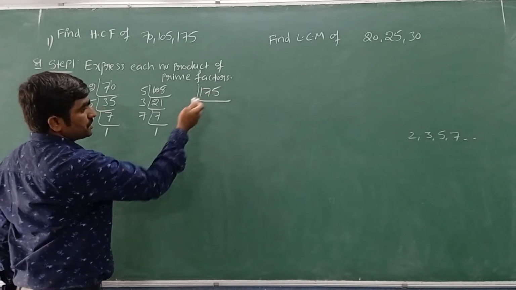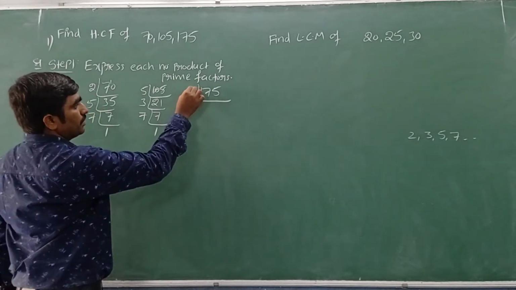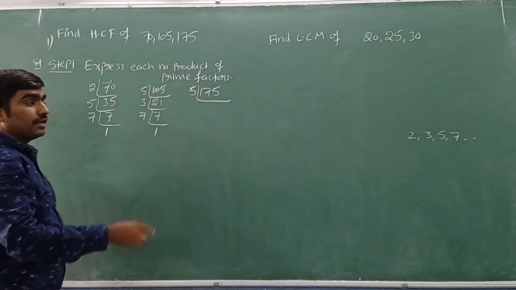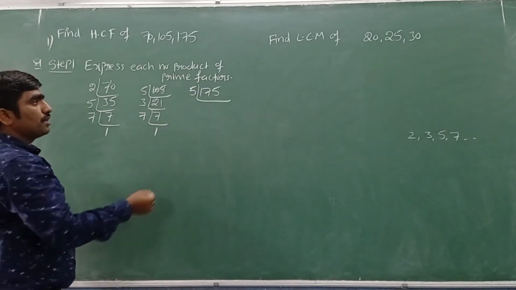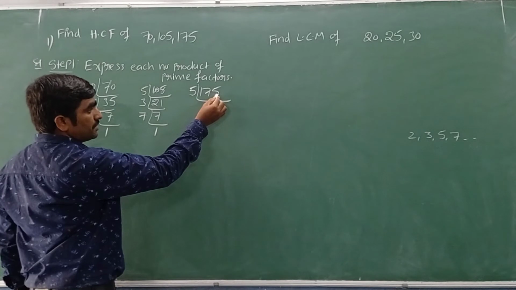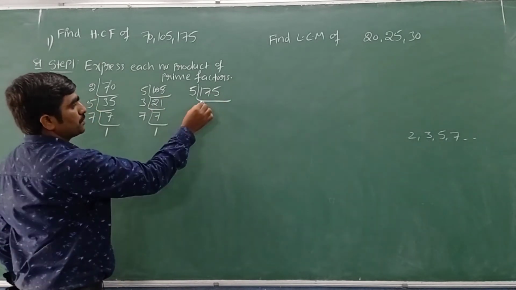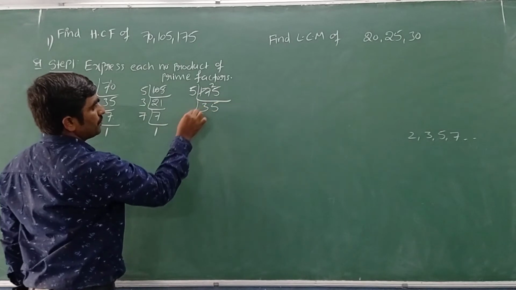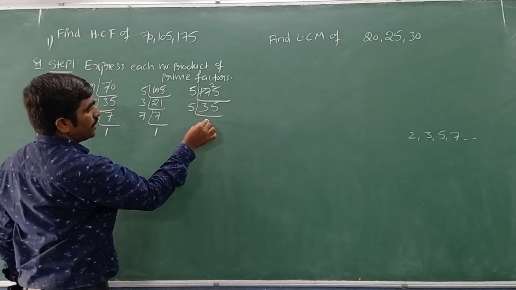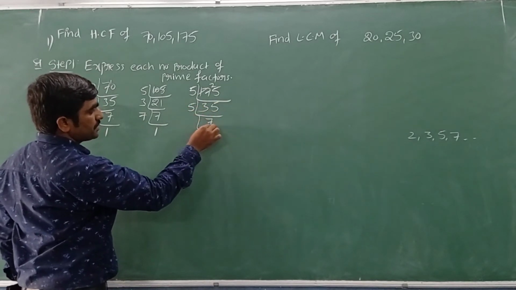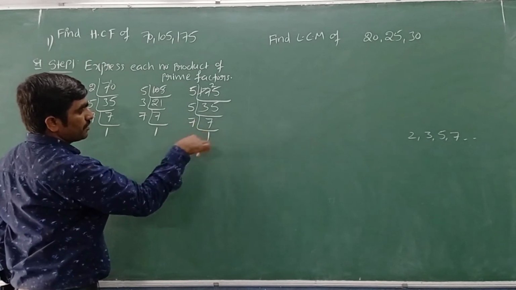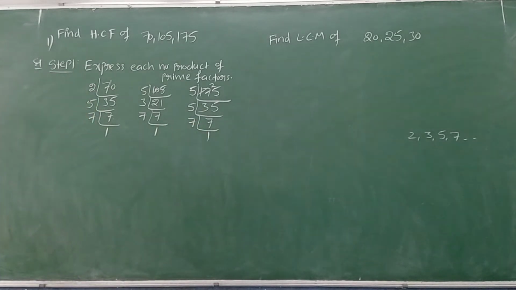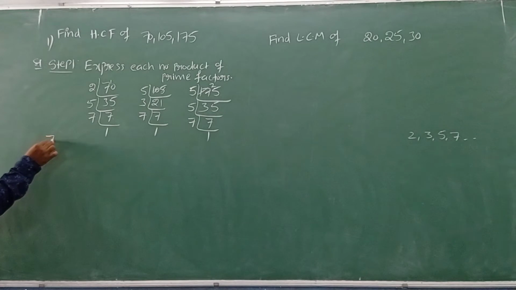Similarly, take the last number, 175. The last digit is 5, so 5 table is possible. The divisibility rule of 5 is that the last digit must be 0 or 5. 5 3s are 15, 2 left, 5 5s are 25, again 35. 5 table is possible. 5 7s are 35. 7 itself is a prime number, 7 1s are 7.